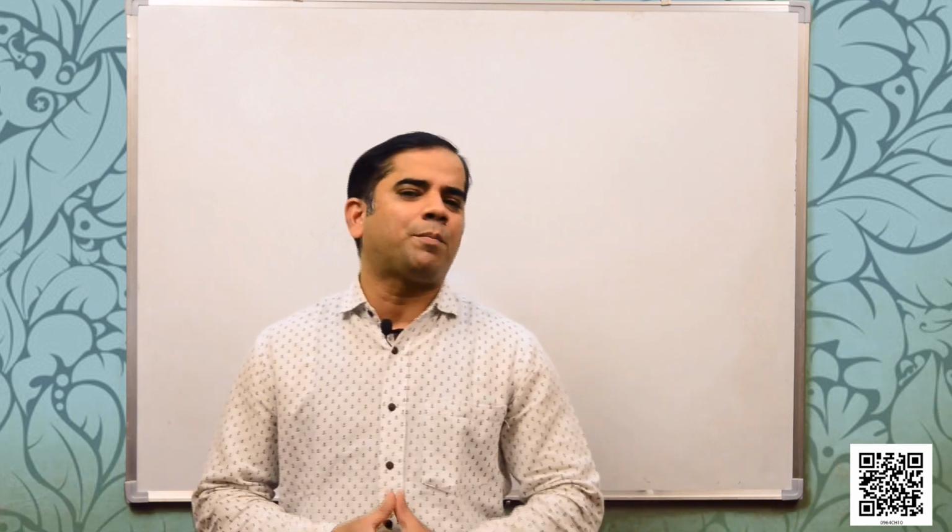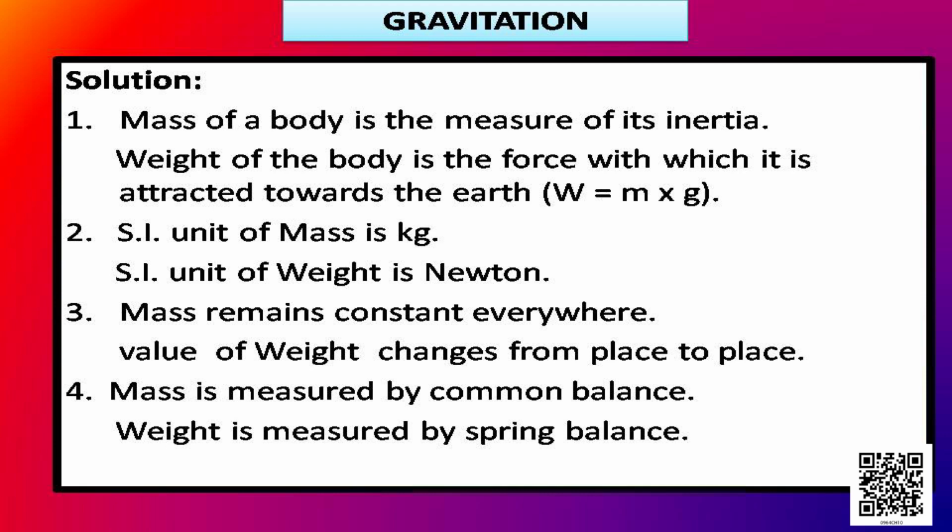Student, we can differentiate between mass and weight in the following way. We should use 4 properties to differentiate between mass and weight. So, what is mass? Mass of a body is the measure of its inertia. But what is weight? Weight of the body is the force with which it is attracted towards the earth. That is why W is equal to mass into acceleration due to gravity.